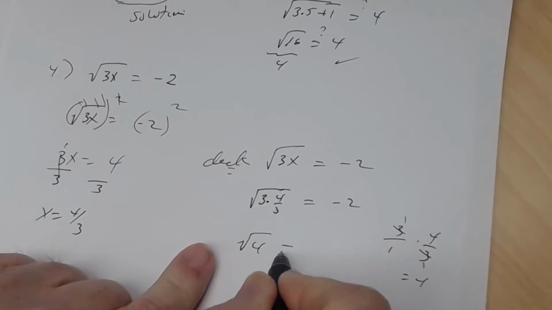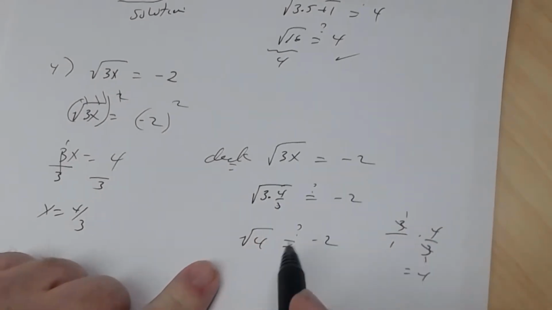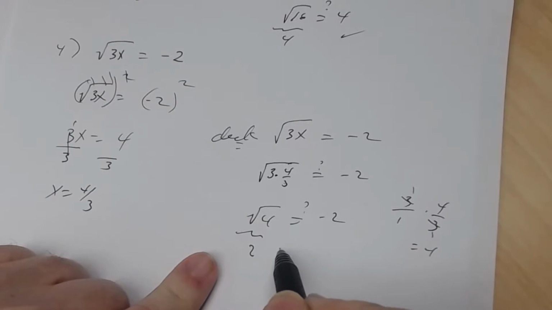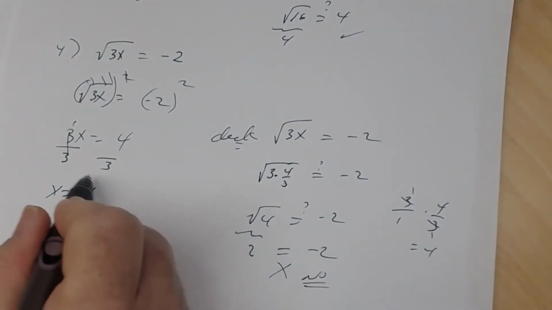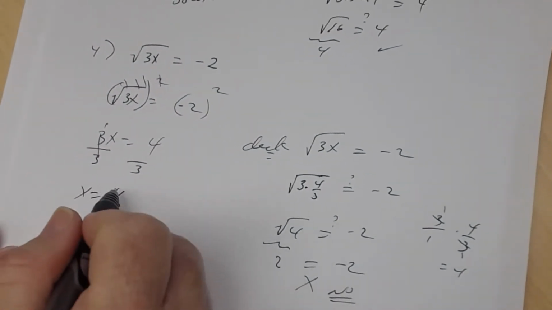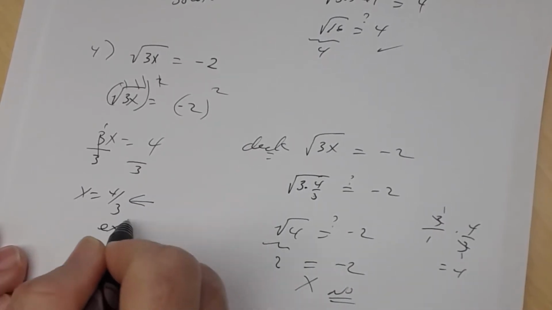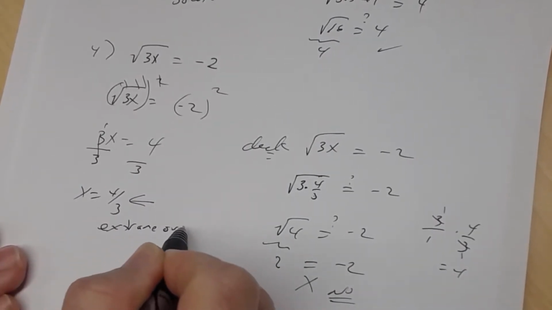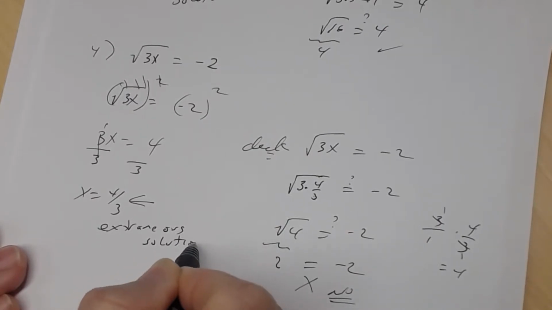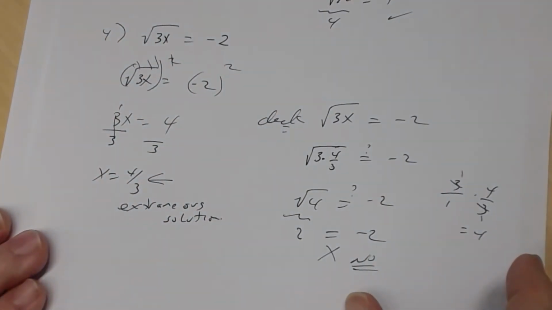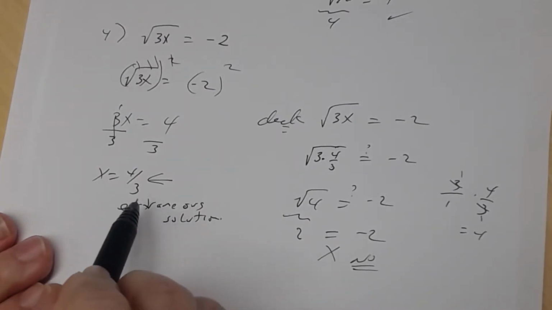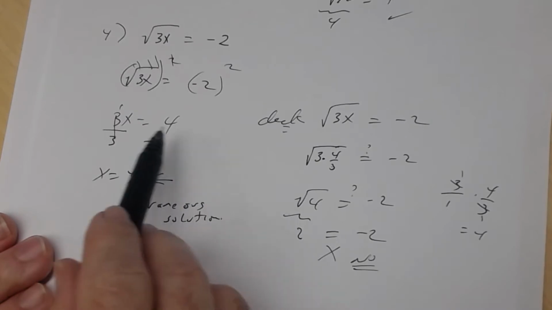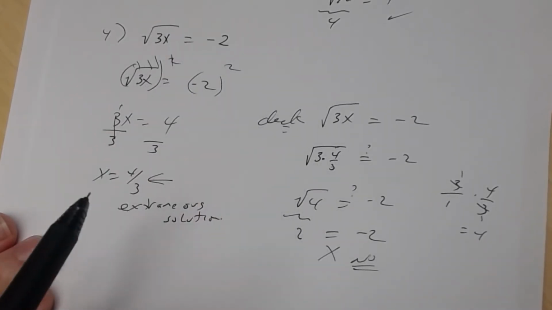So the square root of 4, and the question is, is that equal to a -2? Well, the square root of 4 is 2, and is 2 equal to -2? The answer is no. 2 does not equal -2. So this proposed solution, remember, that's called an extraneous solution. Okay? So it's a false solution. What that means is this is a solution to this equation here, but it's not a solution to the original.